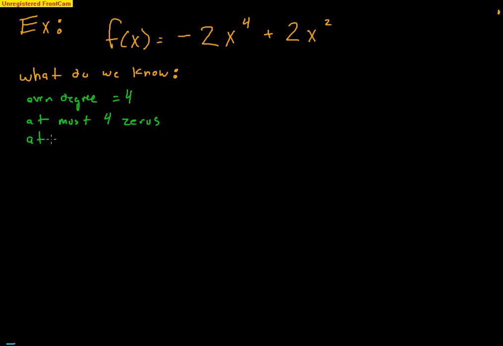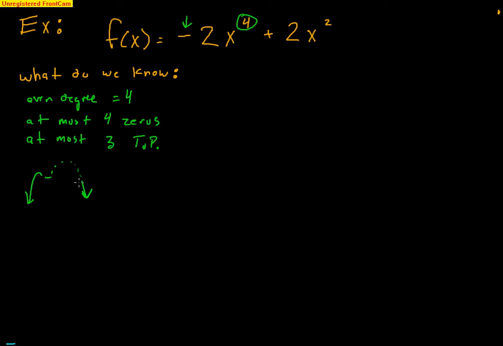I have at most 3 turning points. So I could turn around 3 times, 2 times, or 1 time. We'll talk about that in a moment. Let's see here. I know my end behavior, right? Because I'm negative leading coefficient with an even degree, that means that both ends are going down. Now, I don't know quite what's going on in the middle, but I know that both ends are going down. So I know a lot just from looking at the function itself.